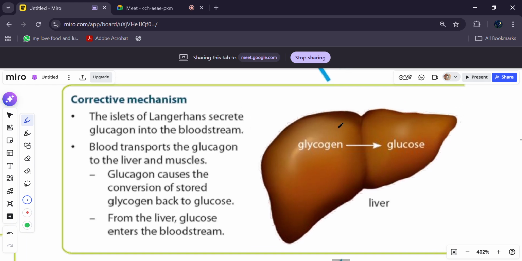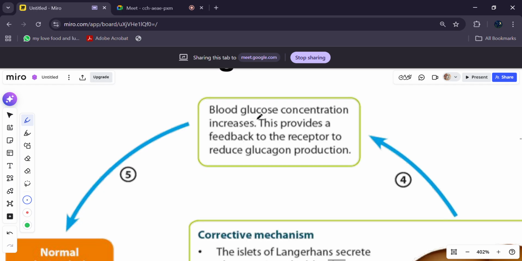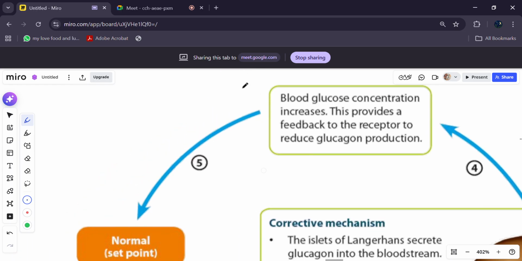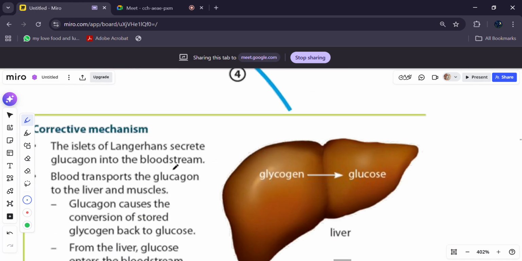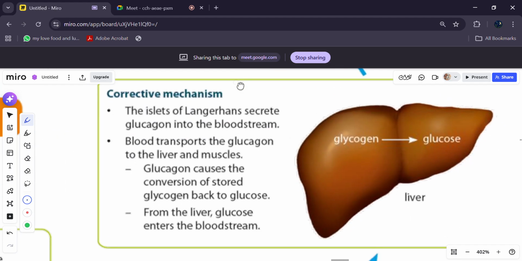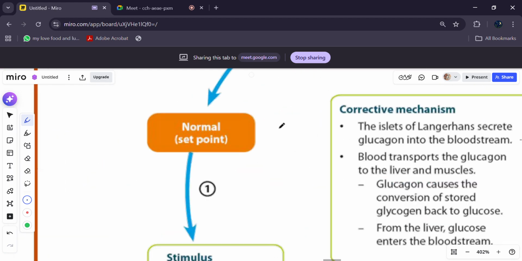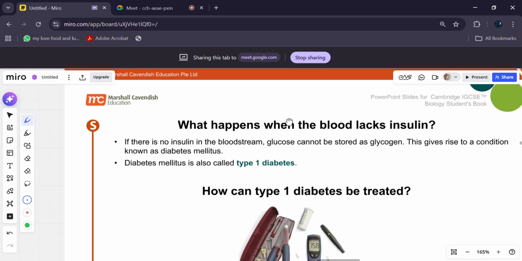The glucagon causes the conversion of glycogen back to glucose, and from the liver, glucose enters the bloodstream, increasing the glucose concentration in the blood. This provides feedback to the pancreas to tell the liver to stop producing glucose. So this entire process is considered negative feedback.